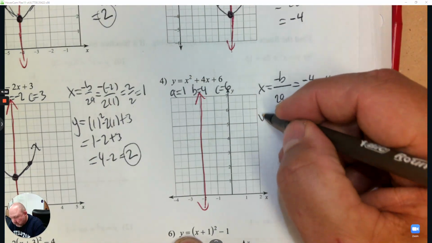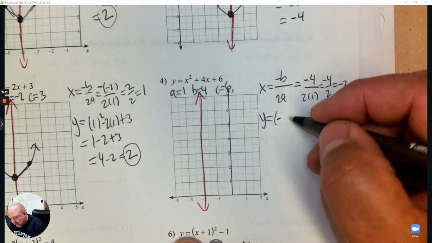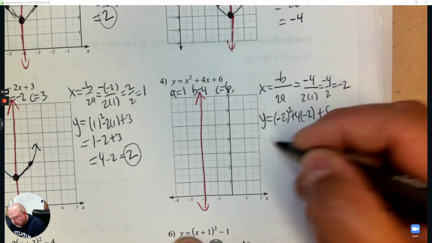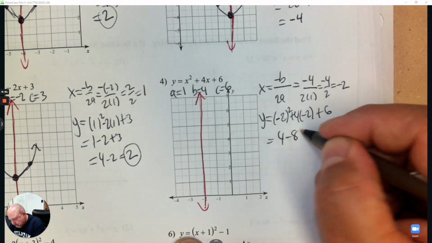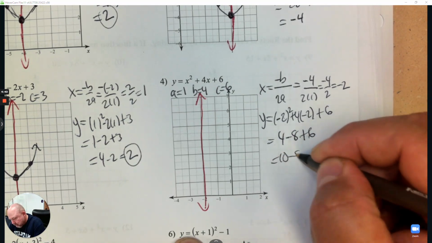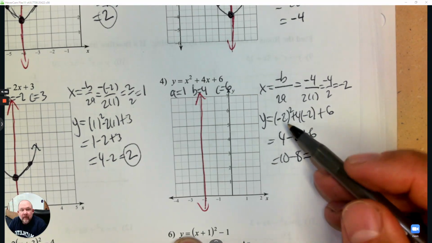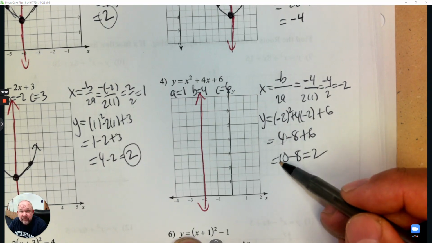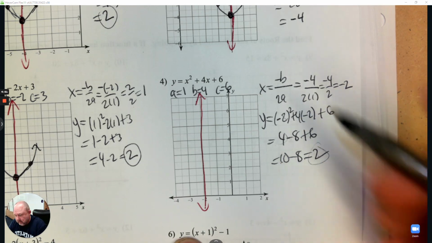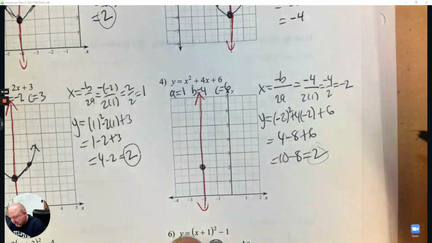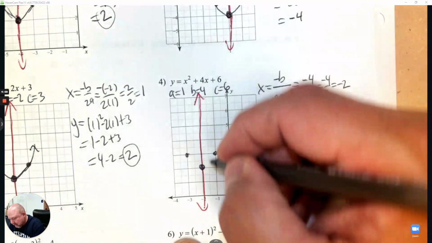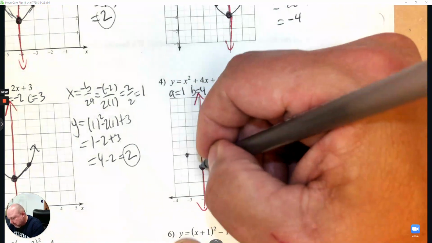Write down y equals. Plug in negative 2 for x and solve. So that's 4. 4 times negative 2, so it's going to be 4 plus 6 is 10, and 10 take away 8. 2 is where I go to, right here. And then A is equal to 1, so I go up 1 and to the right and to the left, and then you draw your parabola.